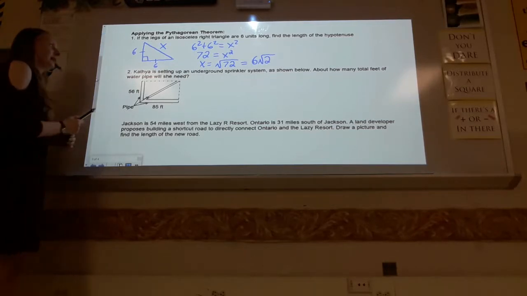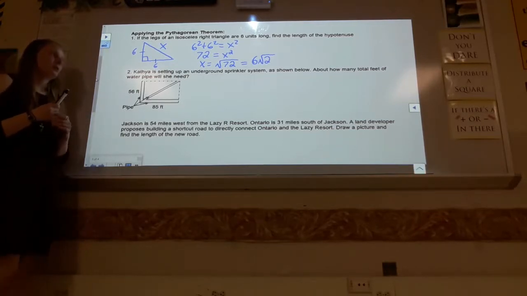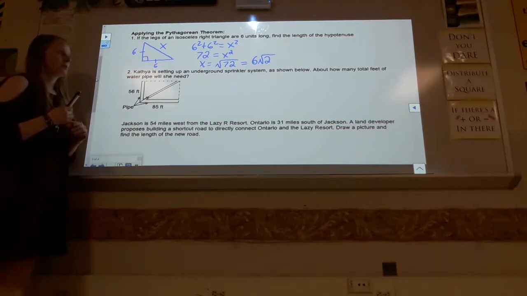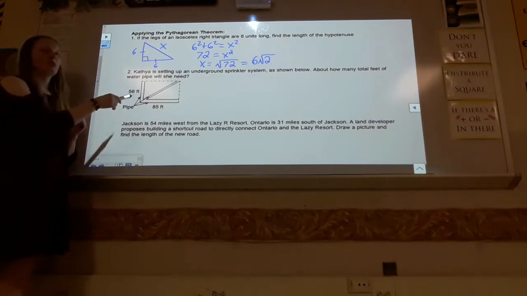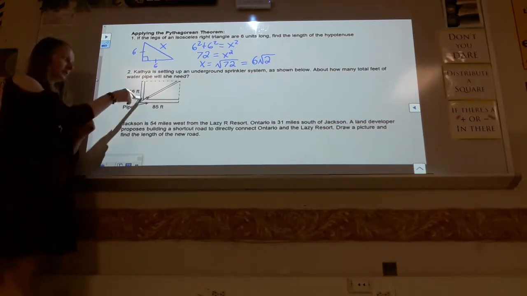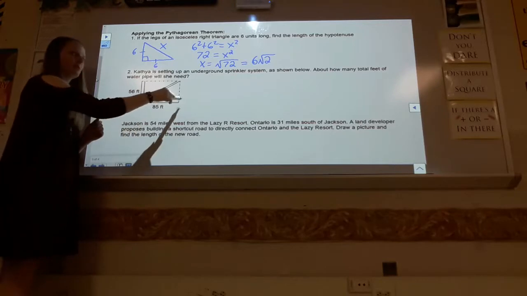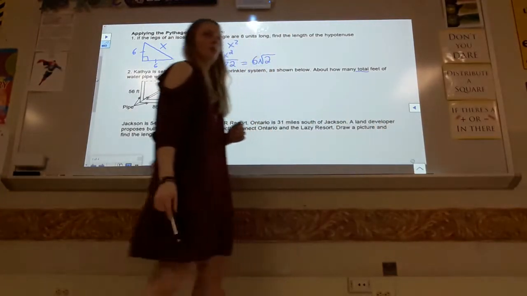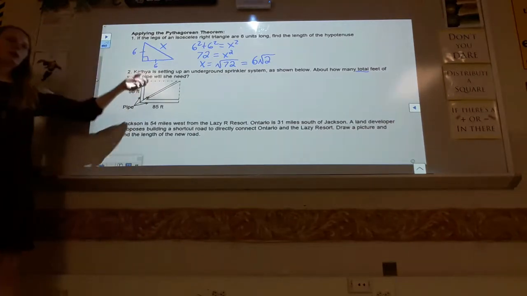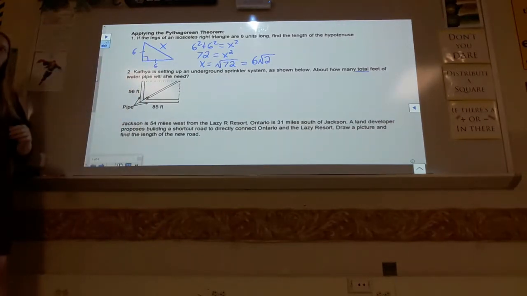Alright, this next one right here. Somebody is setting up an underground sprinkler system as shown below. We want to know how many total feet of water pipe she will need. Notice how they have 3 arrows. You can see they have this, this, and this. The key word in this question is total. They have 3 arrows pointing to 3 different sections. That means that we're going to be adding all 3.